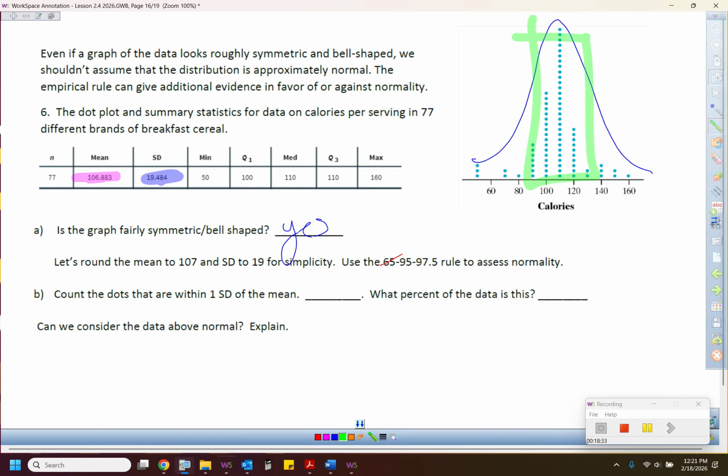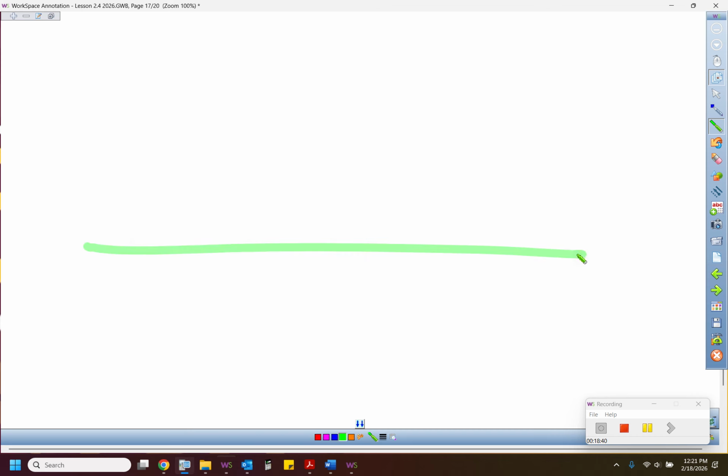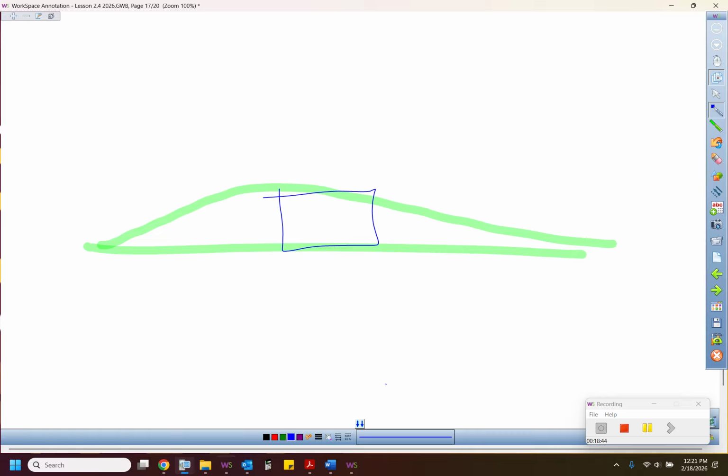You could also have a bell-shaped distribution with only 30% of the data within there, because it's too spread out in that situation. So to be normal, you've got to be bell-shaped, and the percents that we went over today have to fit close within that 68% figure. Cool.